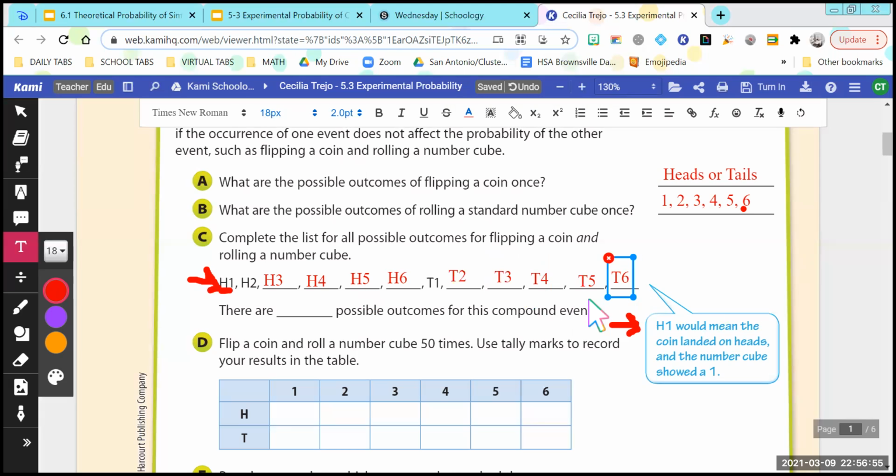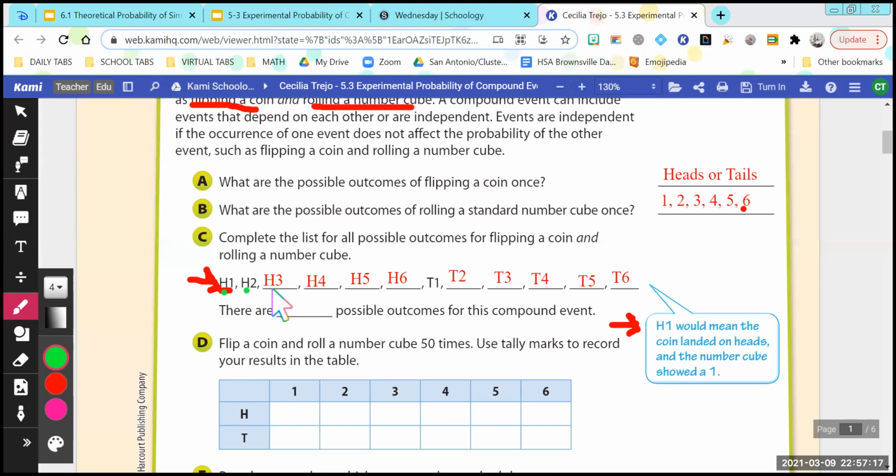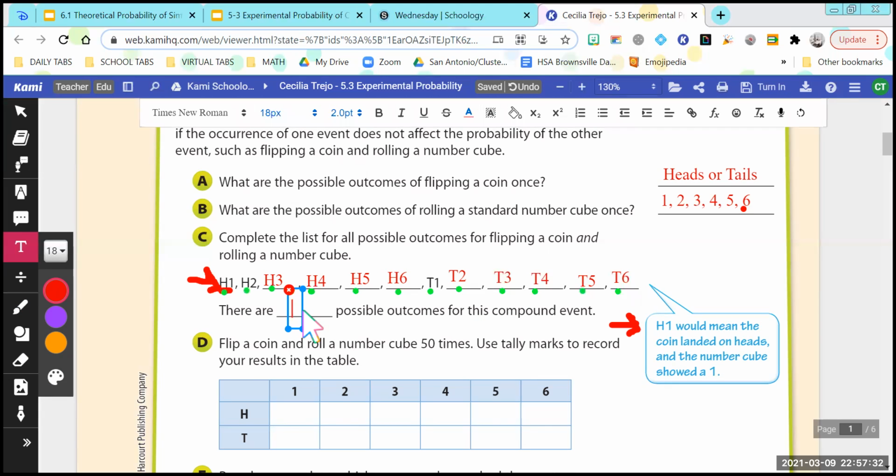So then we filled in our list, and it says there are blank possible outcomes for this compound event. Basically, I just need to count how many possibilities we actually filled in all together. So I'm gonna use my drawing feature. I'm going to use this pretty green, and I'm gonna put little dots, right? So we have one outcome, two, three, four, five, six, seven, eight, 9, 10, 11, and 12. So for this particular compound event, we actually have 12 possible outcomes, okay? So that means I could land on 12 different combinations of this compound event, okay?